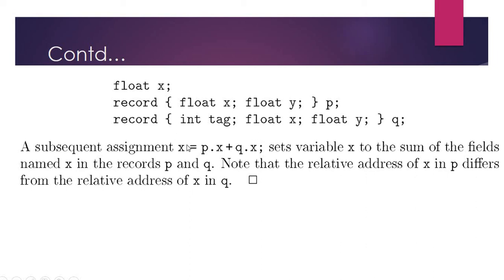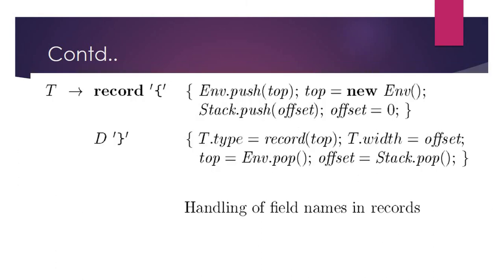So how will we access them? For example, if we want to calculate x equal to p dot x plus q dot x, without getting confused, the CPU can easily access them, because for each and every record, which is similar to the structure we use in the C program, the environment and offset values, the relative values, are totally different. So without any conflict, they will access the values and add them and store the result, or whatever operation you perform.